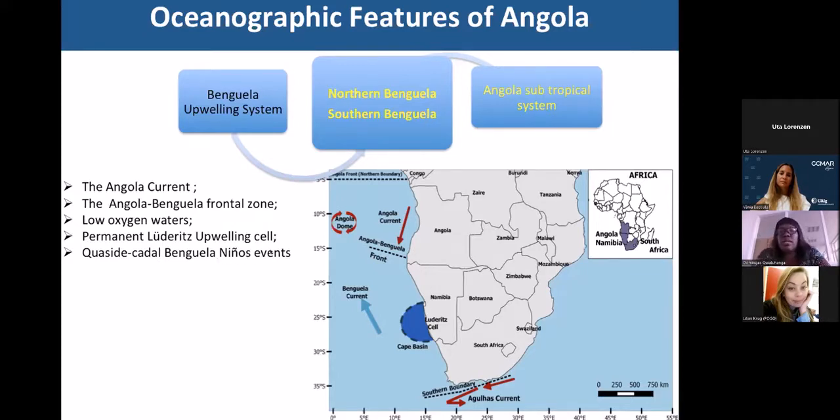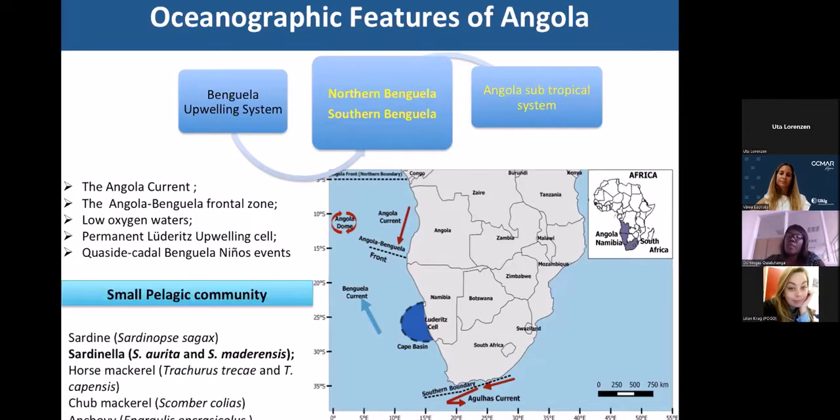All of those features influence the small pelagic community along the coast, which is composed of Sardinella species, both Sardinella aurita and Sardinella maderensis, Trachurus trecae and Trachurus capensis, Scomber colias, and anchovies.